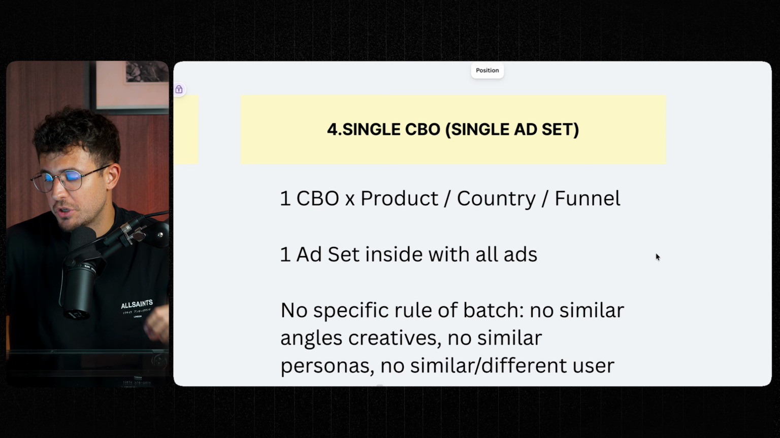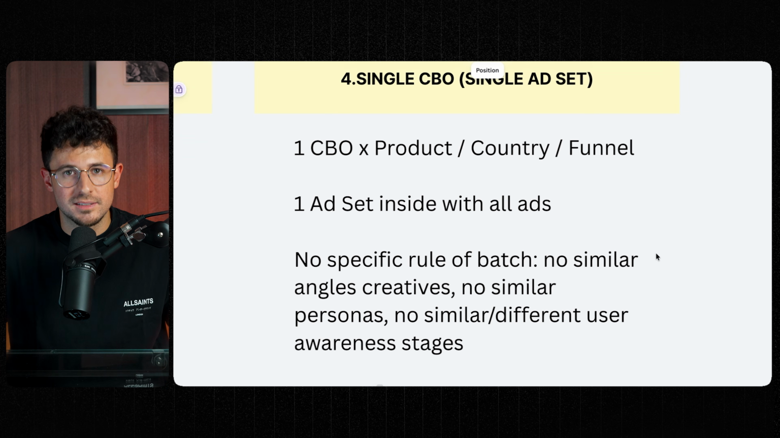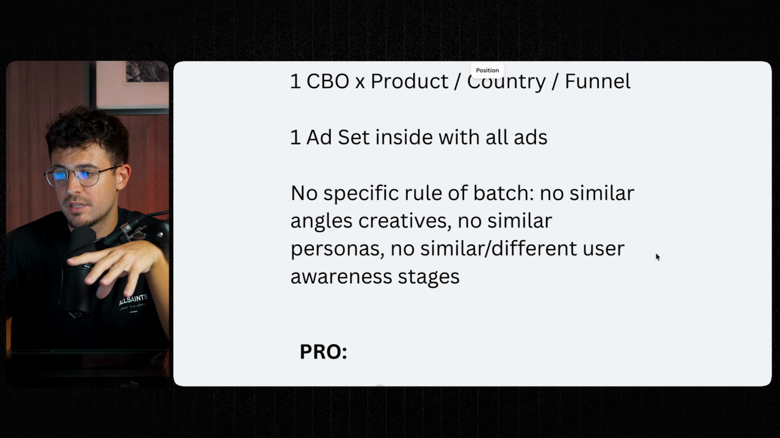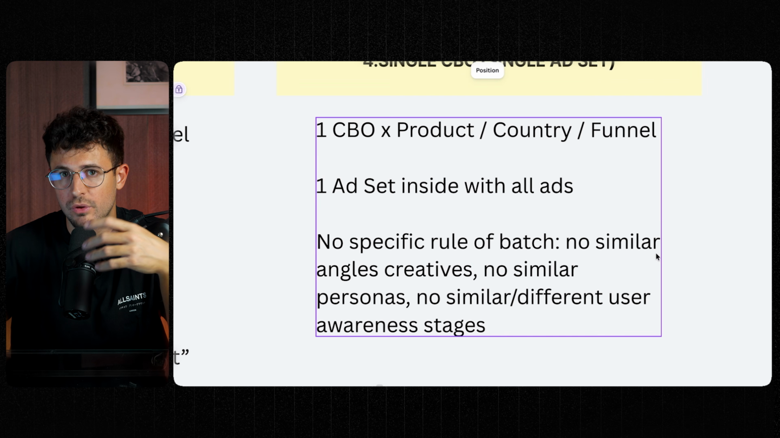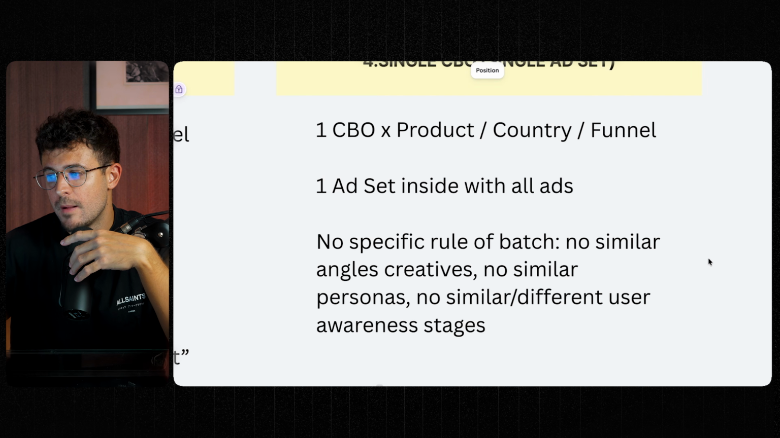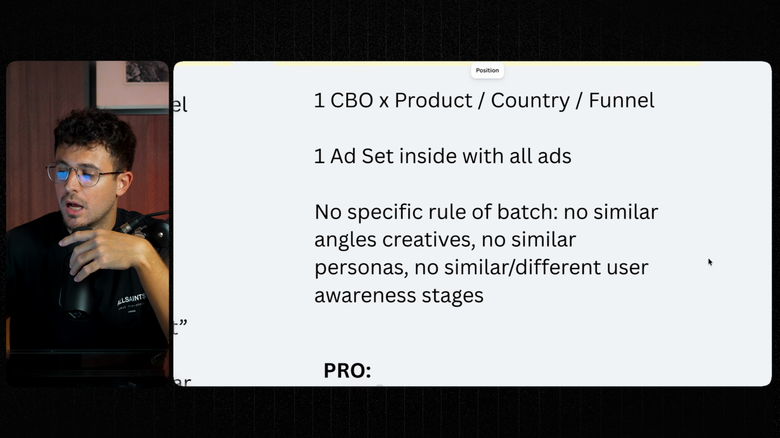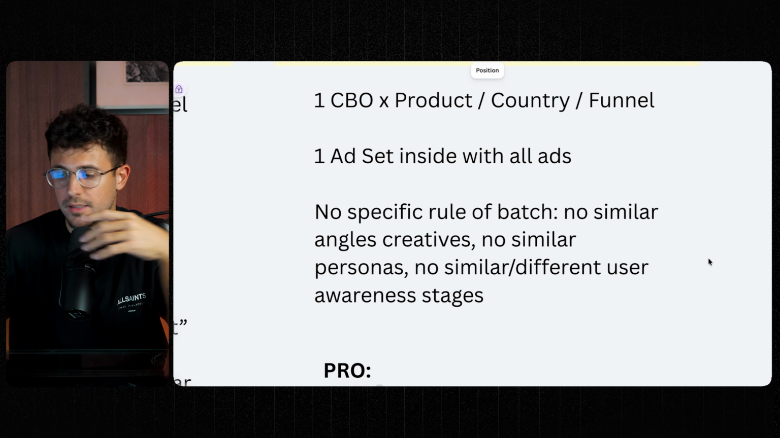So what you do here, you basically use one CBO per product, per country, or per funnel, with one ad set inside with all the ads inside. Now, there might be some limitation here because Meta might limit you to 50 ads inside a single ad set. Sometimes this limit is just not there, so you can simply put more ads inside a single ad set.